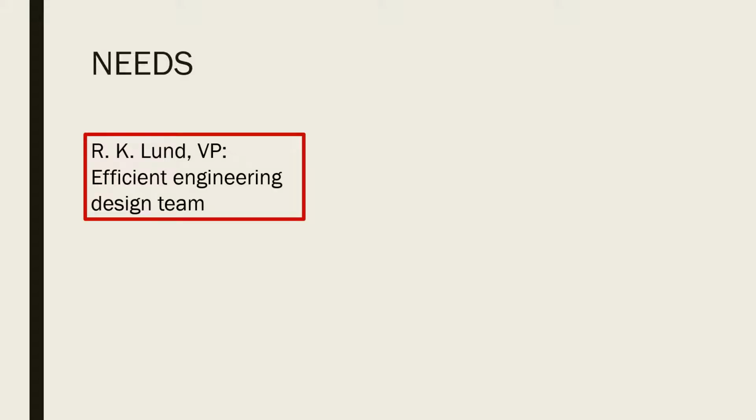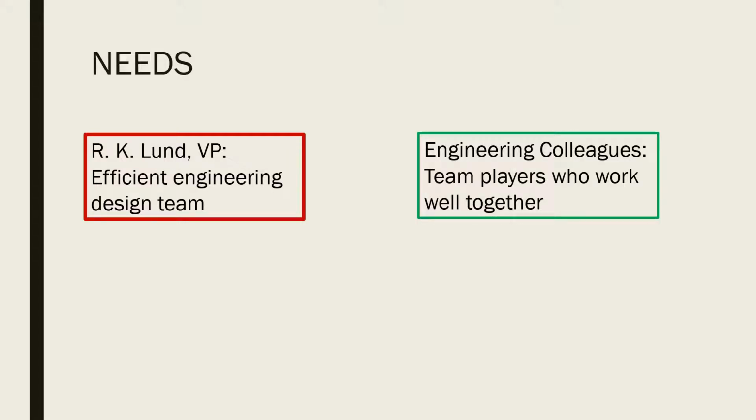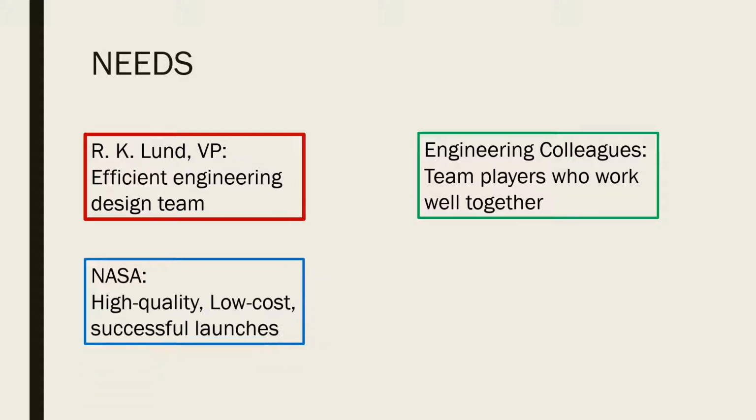To begin, let's look at the needs of these 4 groups of readers. First, R.K. Lund, who's the vice president, he really needs an efficient engineering design team working under him. He wants somebody he can count on. Now, the team of engineers, they want team players who work well together. They want to be able to count on their colleagues.